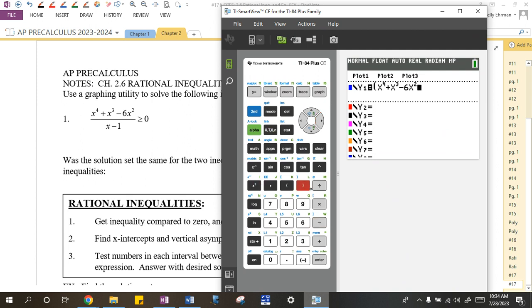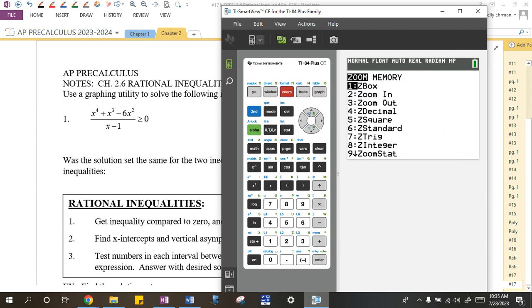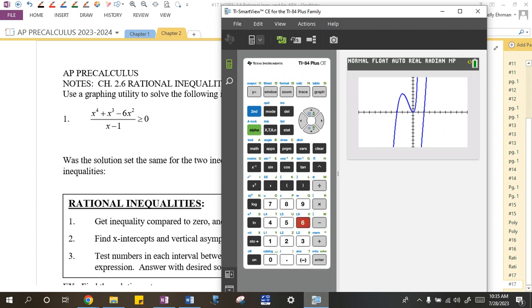All right, so here's the numerator, and then divided by, you need parentheses around the denominator too. And we're not going to type in the greater than 0. There is a way in here somewhere to change this to inequalities, but let's just zoom 6. Let's just zoom standard and see what this graph looks like. We can adjust if we need to from there. So this is kind of a weird graph.